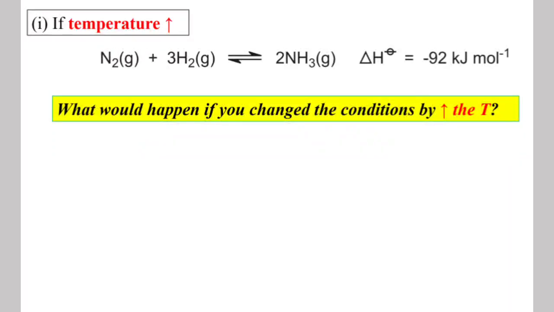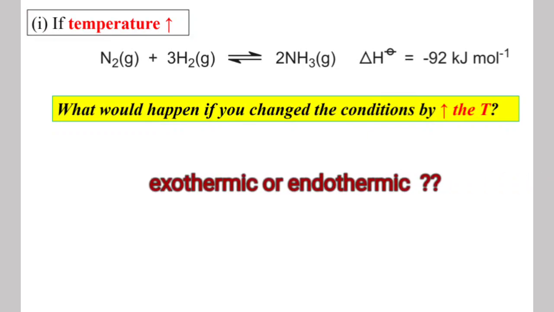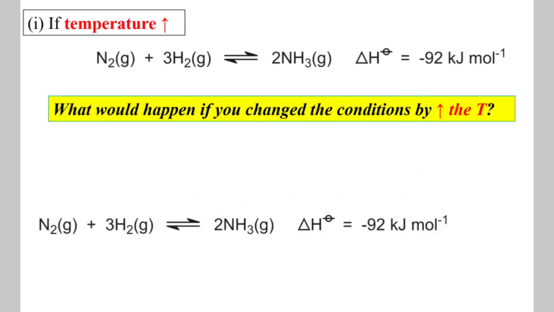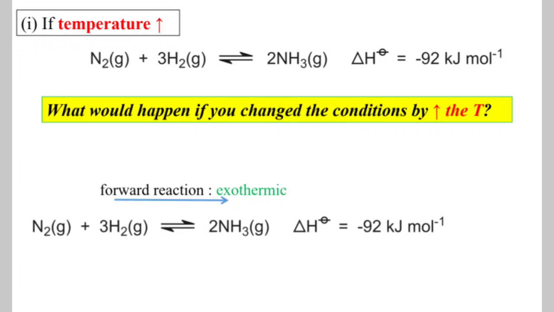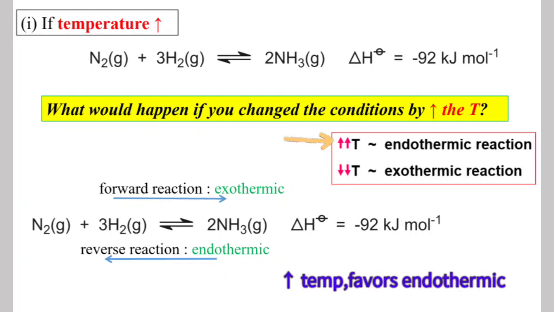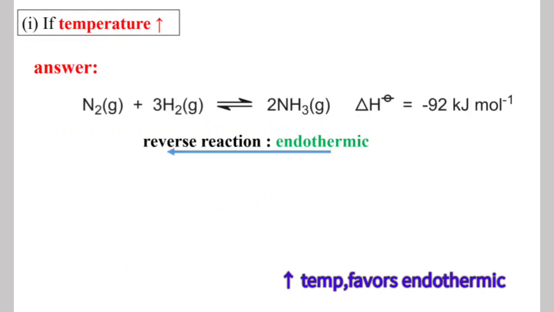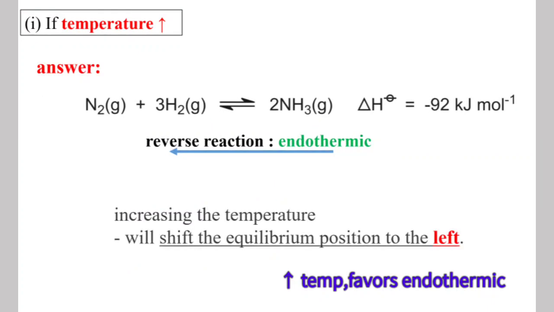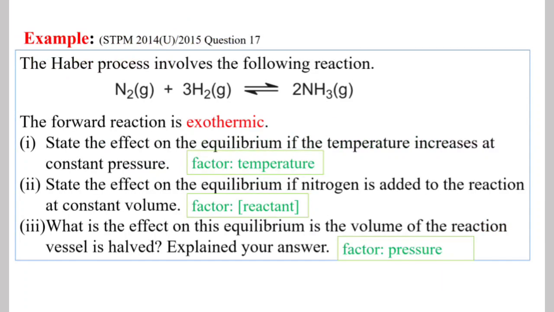To answer question 1, at first, we need to know whether the reaction is exothermic or endothermic. From the information given, the formation of ammonia is an exothermic reaction. That means the forward reaction is exothermic and the reverse reaction would be endothermic. By referring to this summary, increasing temperature would shift the equilibrium position to the left, where a temperature increase favors the endothermic reaction. Next, question 2.